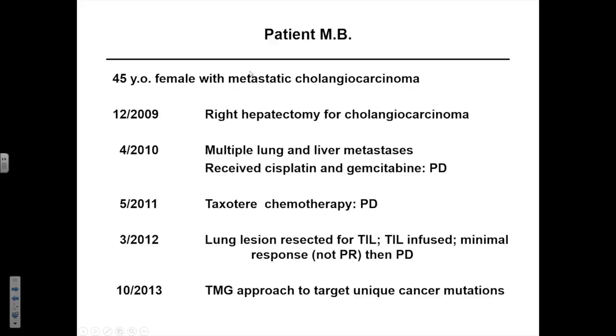One of the first patients we treated was this 45-year-old woman who had a metastatic cholangiocarcinoma. This is a cancer that starts in the bile ducts of the liver. She had half of her liver removed, but as happens 80% of the time, the tumor recurs following surgery. She developed multiple lung and liver metastatic deposits. She went on to chemotherapy, which cures no one with metastatic solid tumors. Very rare exceptions, choriocarcinomas in women, testicular cancers in men.